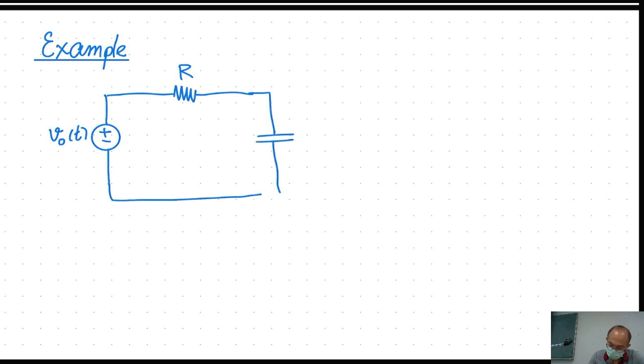You have this V0(t), and then we have a resistor R, and then we have a capacitor C. I'm not sure if you have seen this trick before, but let me tell you. I'm not sure if I'm the first one or not. What we would like to do is find the voltage across the capacitor here, given V0. So this is what we would like to do.